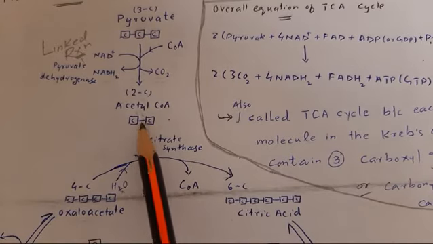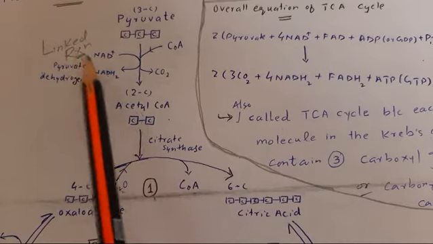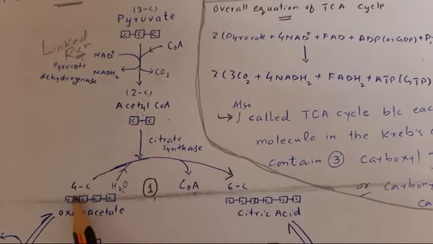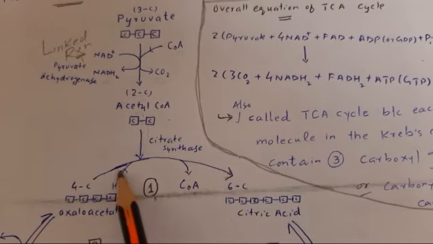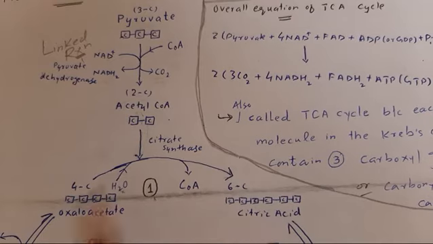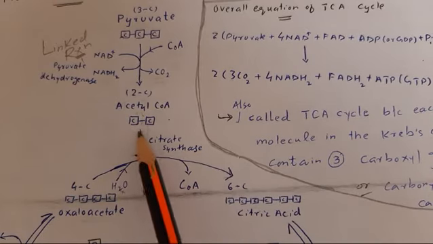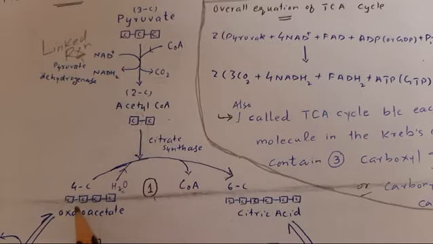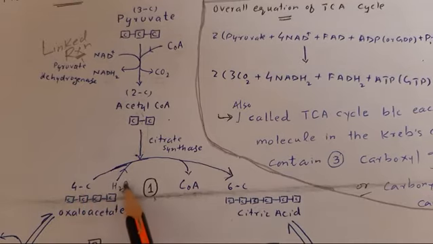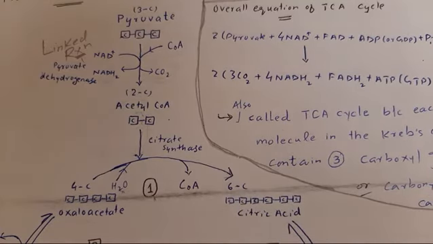The acetyl-CoA 2 carbon molecule produced in the linked reaction combines with a pre-existing 4-carbon molecule in the presence of water molecule, forming a 6-carbon molecule known as citric acid. Acetyl-CoA is a 2-carbon molecule, while oxaloacetic acid or oxaloacetate is a 4-carbon molecule. So these two combine in the presence of water molecule, forming a 6-carbon molecule, 1, 2, 3, 4, 5, 6. This is known as citric acid.